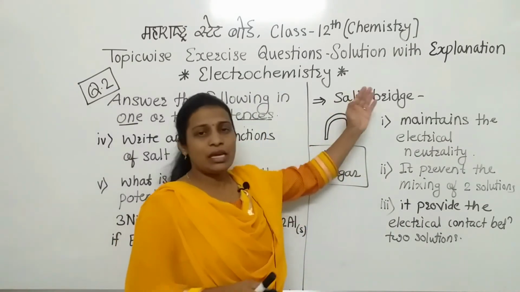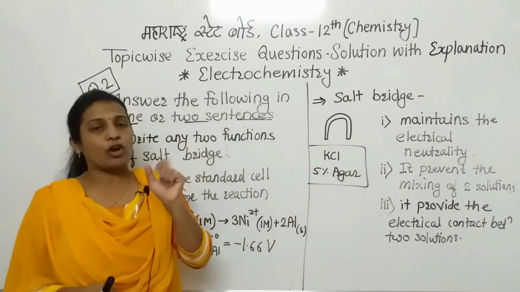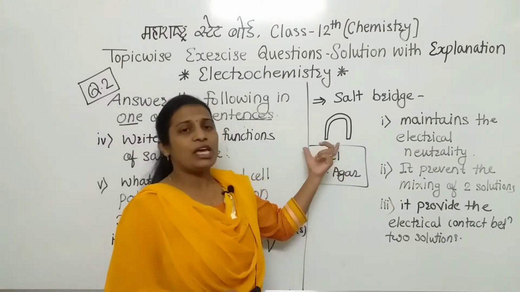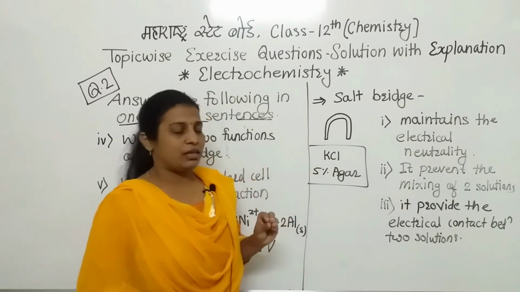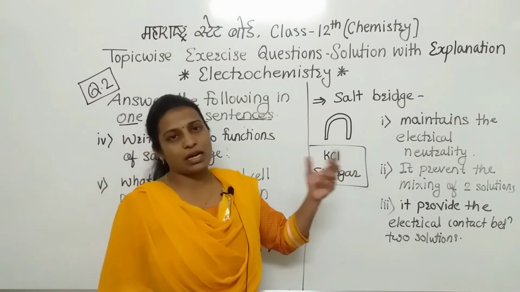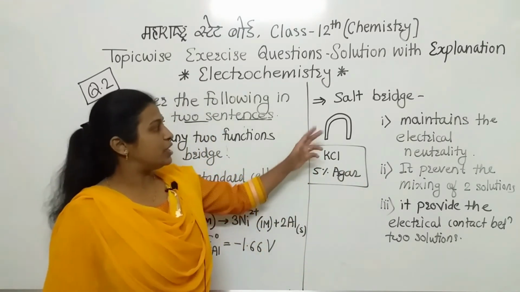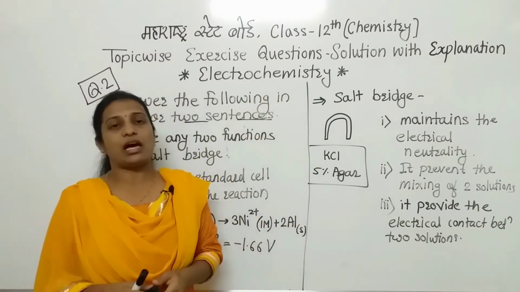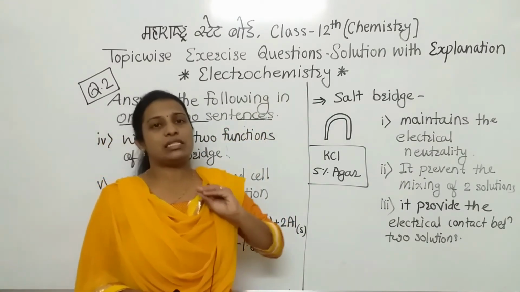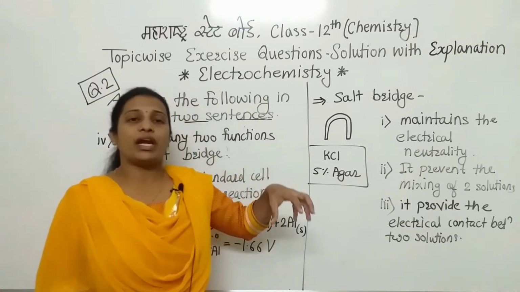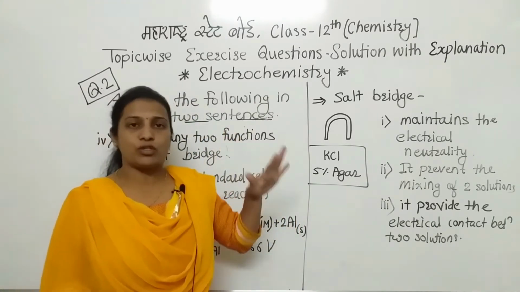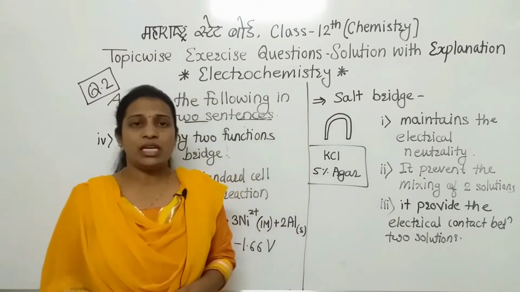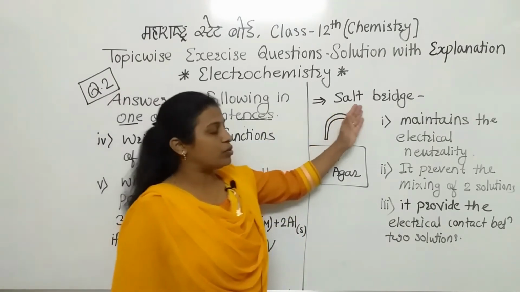These are the functions. The salt bridge is prepared using a hot saturated solution of KCl and ammonium nitrate with 5% agar solution. When the salt bridge is not in use, it is always stored in distilled water, and when we take the salt bridge out of the solution, the voltage drops down to 0. That's all about the salt bridge.